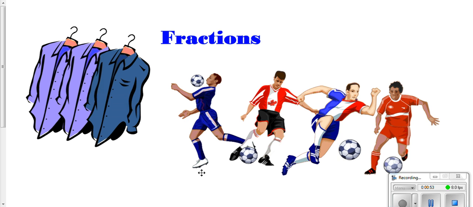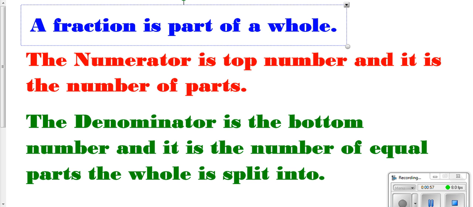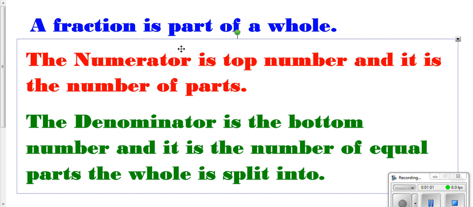So let's go ahead and just get the definition of a fraction. A fraction is part of a whole. Make sure you copy that into your journal along with the definition of a numerator and a denominator. A numerator is the top number in the fraction and it's the number of parts. The denominator is the bottom number and it's equal to the number of equal parts the whole is split into.